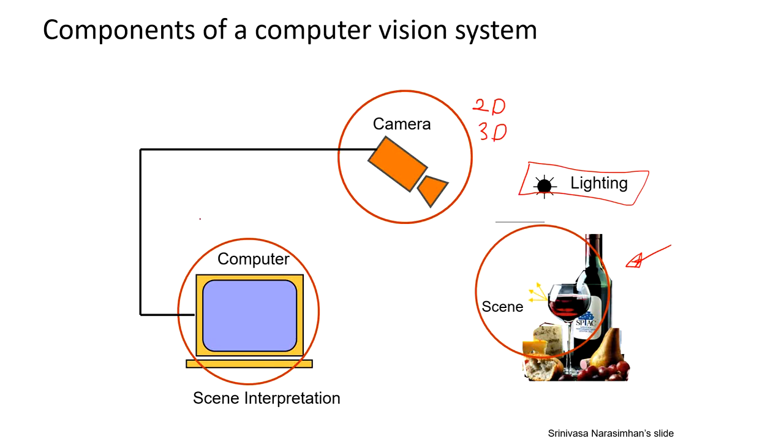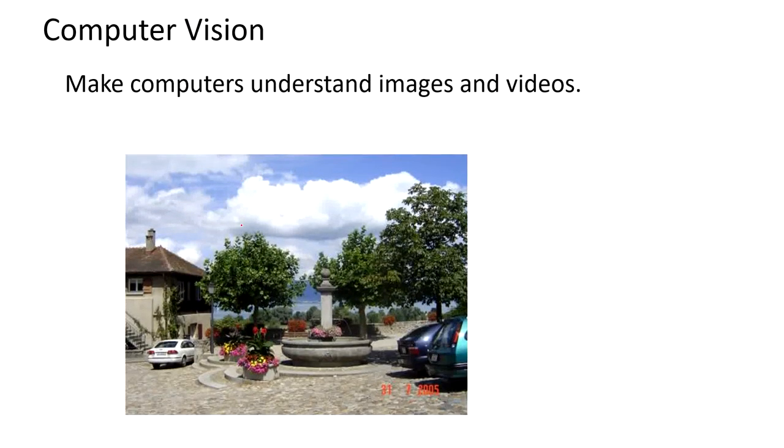One of the main hearts of computer vision is the computer. This is the part that processes all the input images obtained from the camera sensors, and then translates them into something that humans can understand. Let's say in this case, I see the image, I see the bottles, I see the wine glass. So how can we ensure that the computer will understand the same thing?